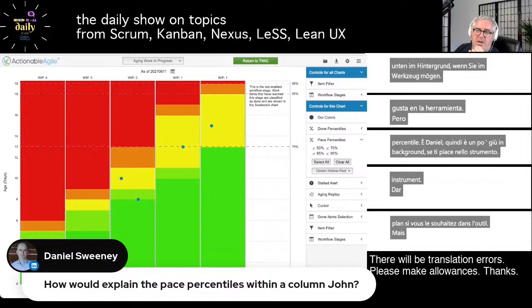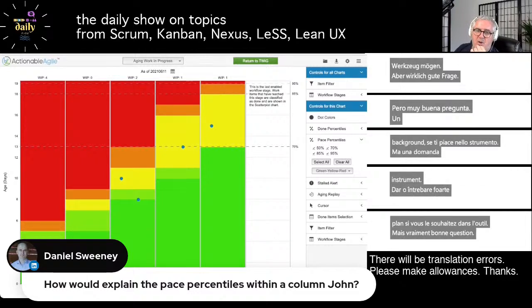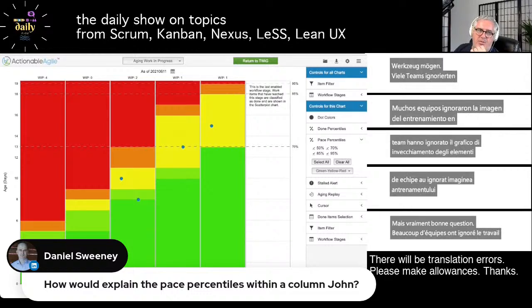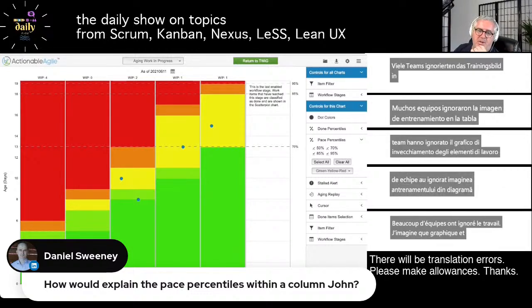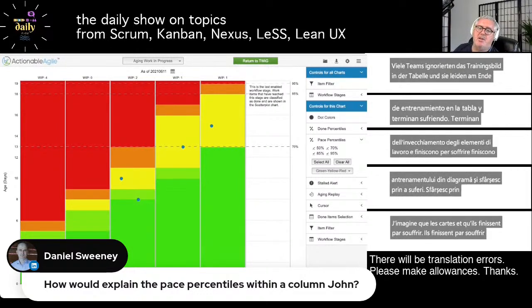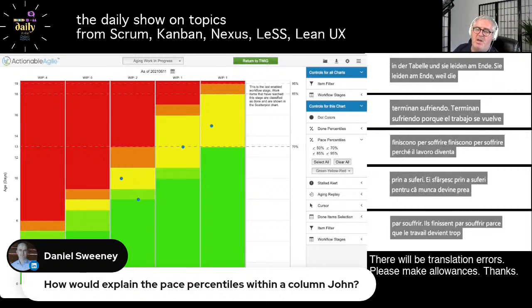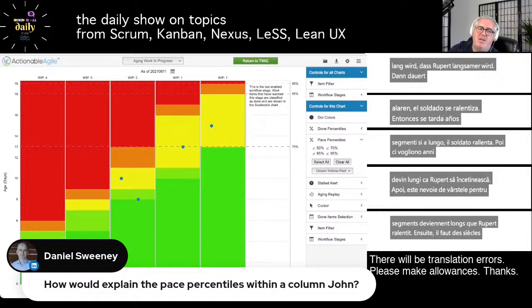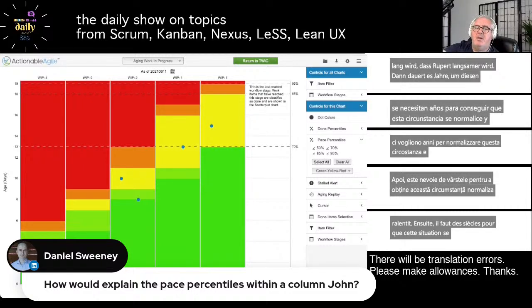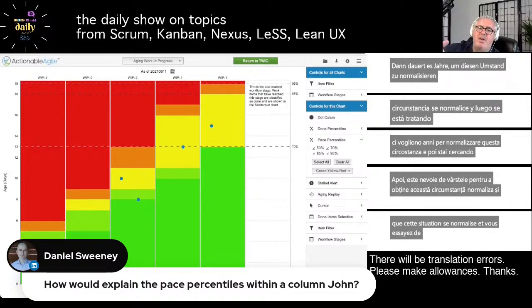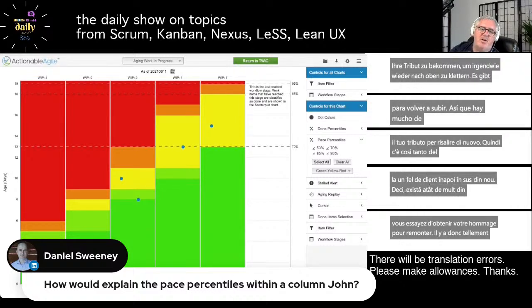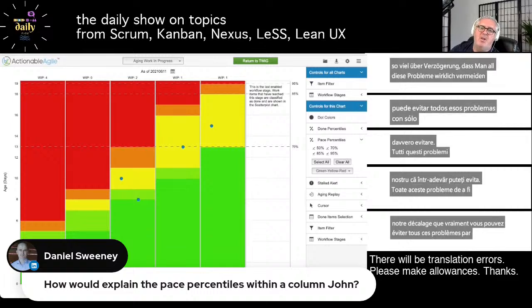A lot of teams ignore the work item aging chart, and they end up suffering. They end up suffering because the work gets too old, cycle times get long, the throughput slows down, then it takes ages to get the cycle times to normalize, and then you're trying to get your throughput to climb back up again. There's so much of a lag that you can avoid all those problems by being very active with your work item aging management.